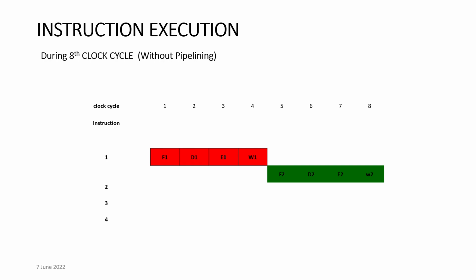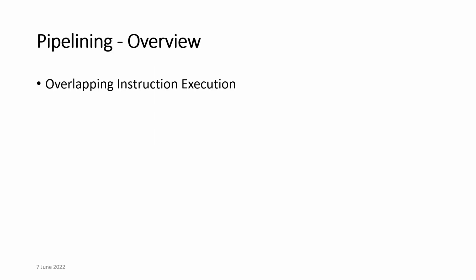Instead of leaving these units idle, we can utilize them for executing other instructions. That is called overlapping instruction execution. This is our pipelining concept. So the definition of pipelining is overlapping instruction execution.